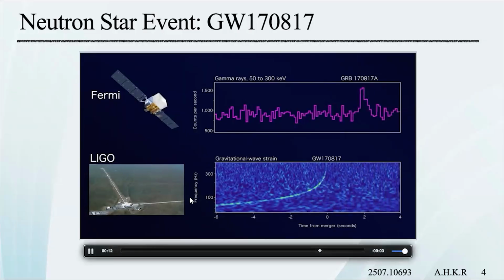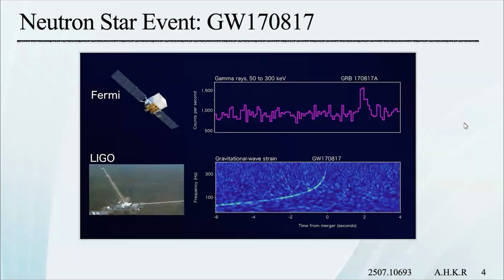Yeah, so the characteristic sort of chirping signal was seen here, and then there was a peak in the gamma ray emission after the merger. So this event was a historical achievement, and it allowed us to probe a lot of scientific questions. But the key question, of course, in the context of this talk is how do you probe the equation of state of a neutron star?